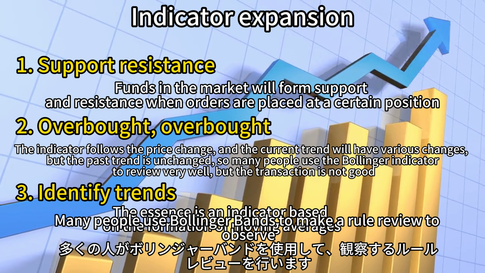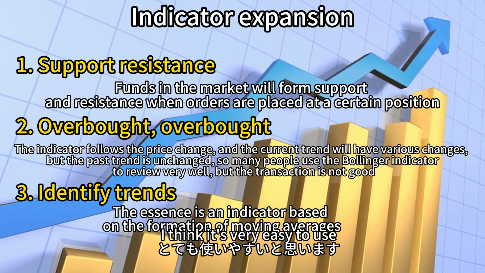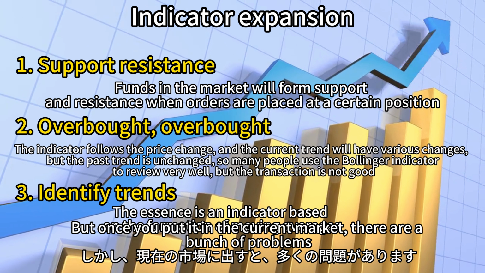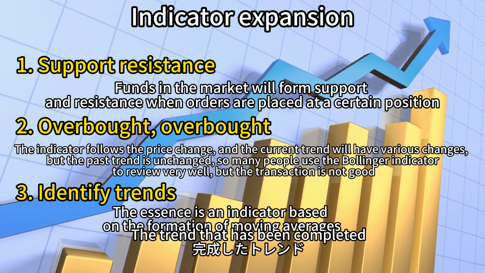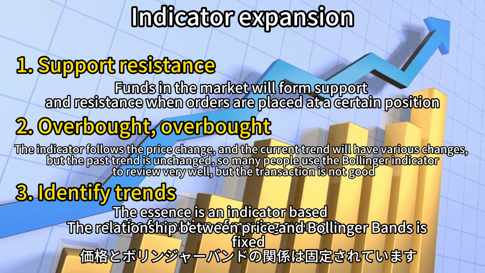Many people use Bollinger Bands to make a rule to observe. I think it's very easy to use. But once you put it in the current market, there are a bunch of problems. The reason for this is that the Bollinger Bands follow the price of the past, the trend that has been completed. The relationship between price and Bollinger Bands is fixed.